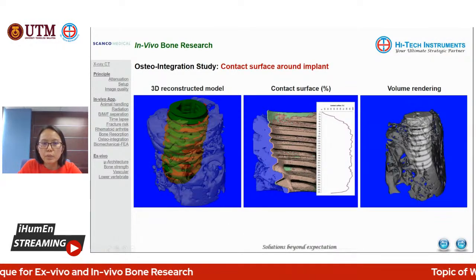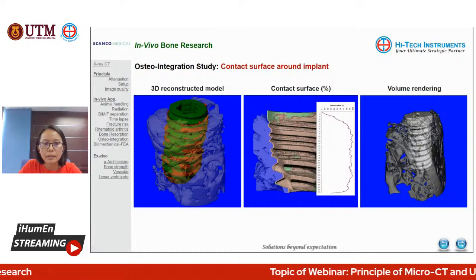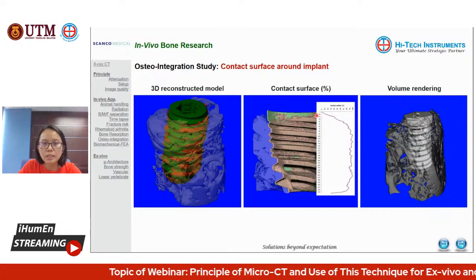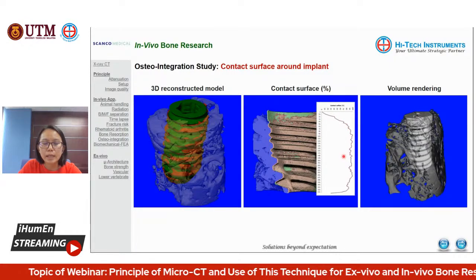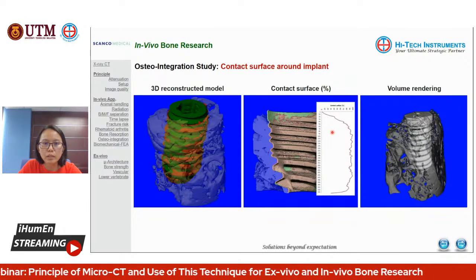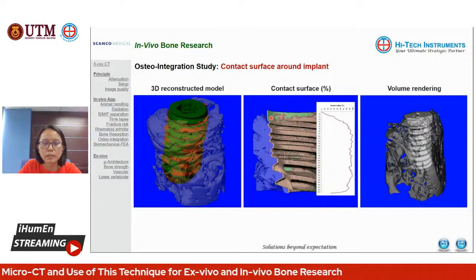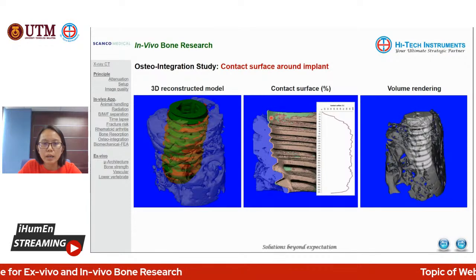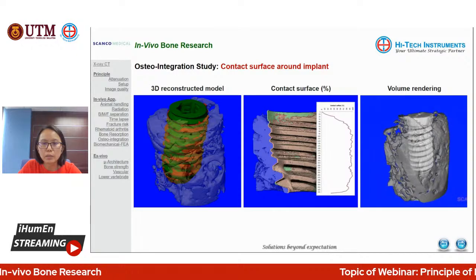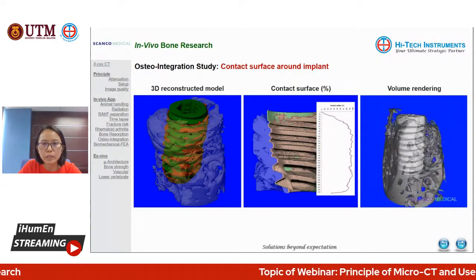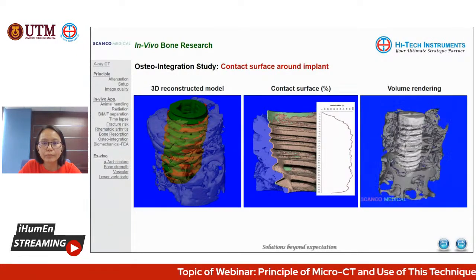So from the software itself, it can also provide you data like this, a contact surface. This is a graph that gives you the idea of how many percent of the surface are being contacted or attaching with the implant itself. And of course, not to forget, we can also get volume rendering itself.